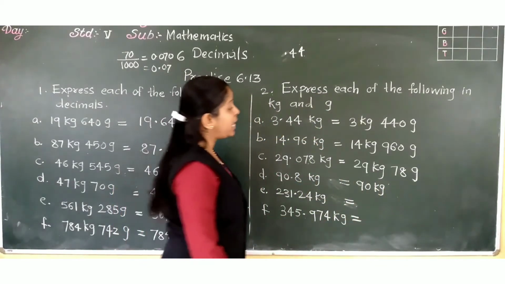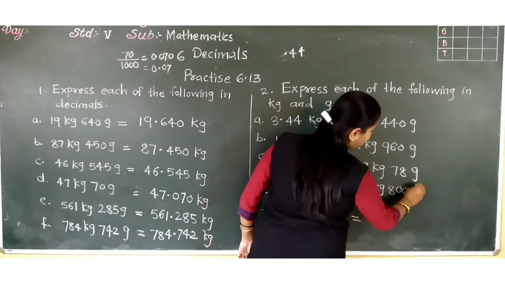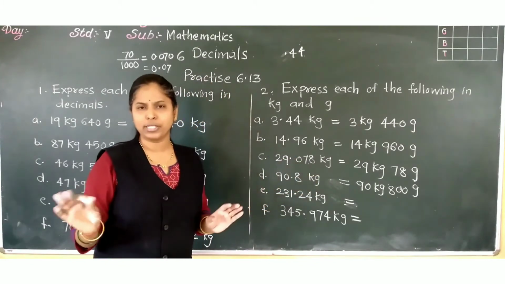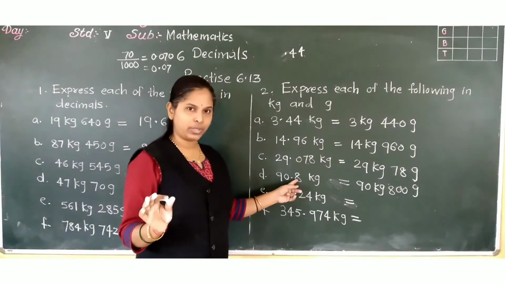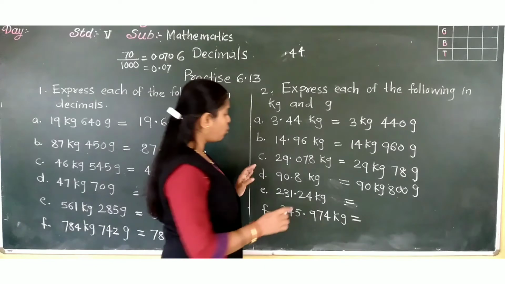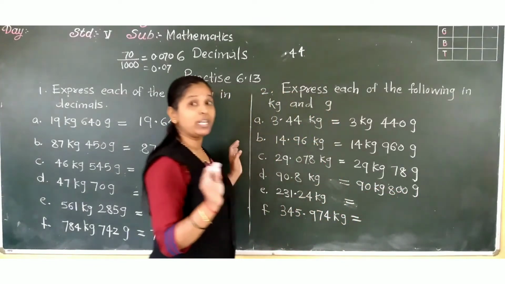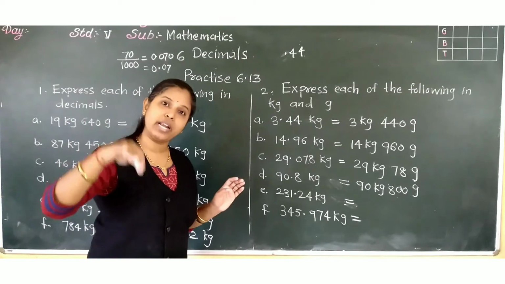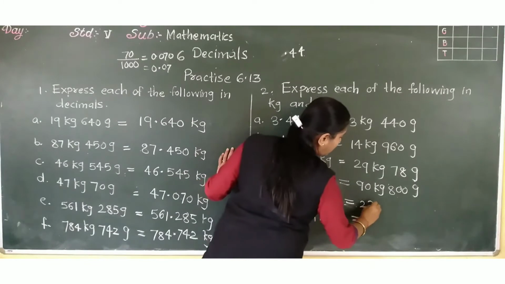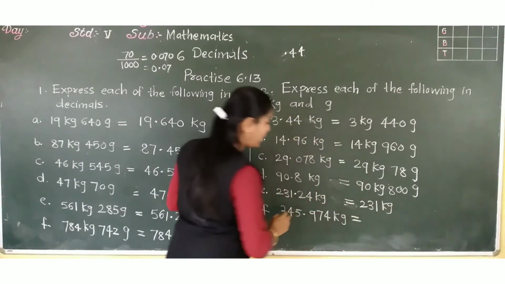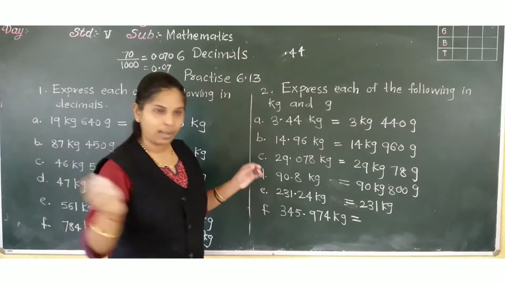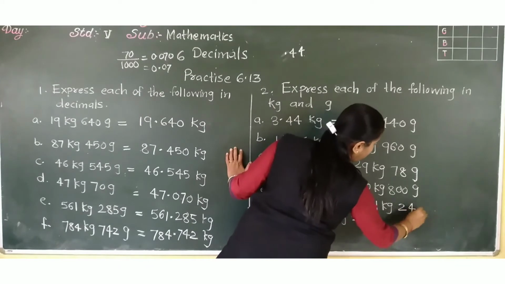0.8 means what? 800 grams. Because after this digit we are not giving preference to those zeros to write, okay? But while writing in this form, it is important to write. If you are writing only 8 grams here, it will become 8 grams, but actually it is not 8 grams, it is 800 grams, okay? Now here see, 231 kg. And how many grams will be there? See, after decimal 24 is there, that means 240 grams.